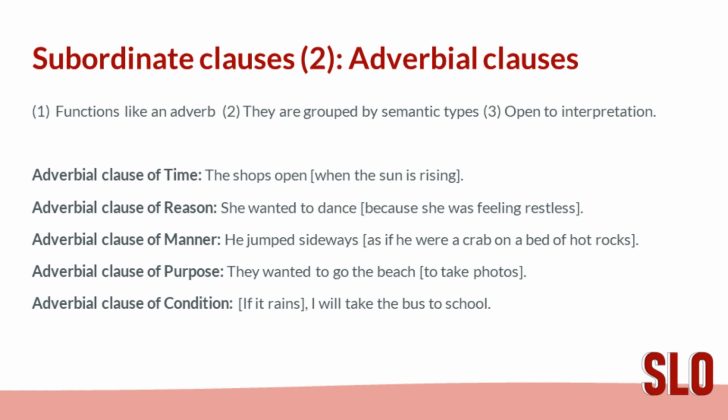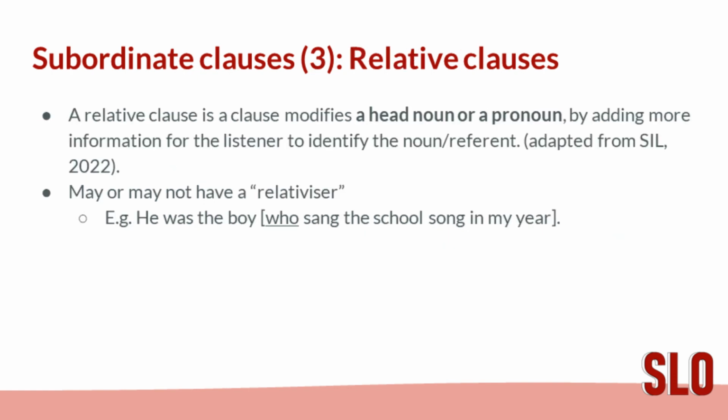For example, in the sentence "He wanted to go to school to learn", "to learn" is an adverbial clause giving additional information. However, this may be interpreted as an adverbial clause of reason or purpose, depending on how you see it. Here are some examples of adverbial clauses which cover the different types, such as time, reason, manner, purpose, and condition. You may pause the video here to read the examples.